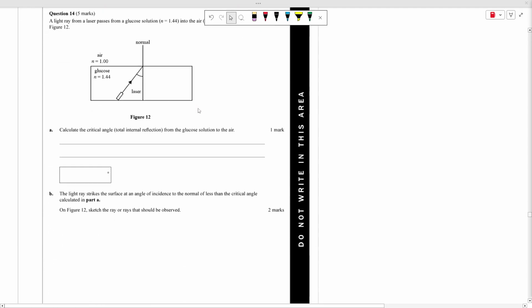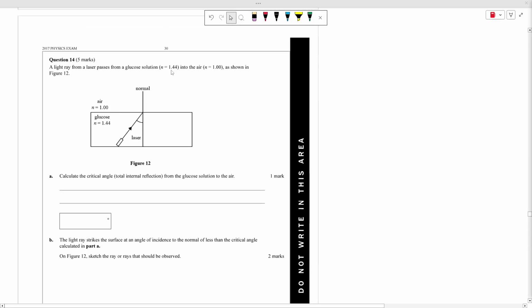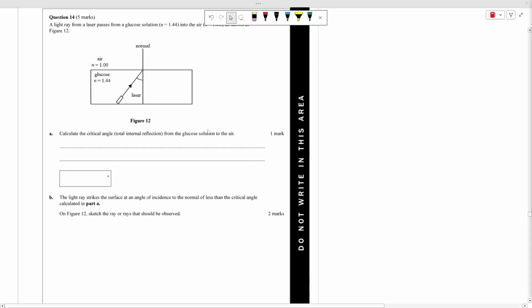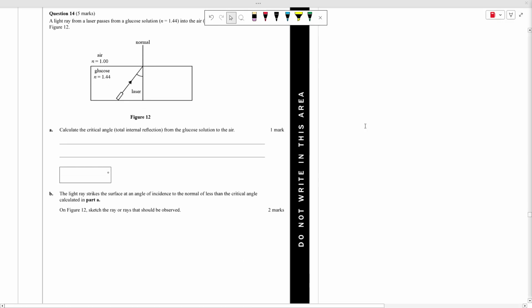Question 14. A light ray from a laser passes from a glucose solution with refractive index 1.44 into the air, refractive index 1, as shown in figure 12. Cool, so there's a laser here in glucose, and it's pointing up to this point here. Calculate the critical angle for total internal reflection from the glucose solution to the air. Okay, critical angle comes straight from your notes.